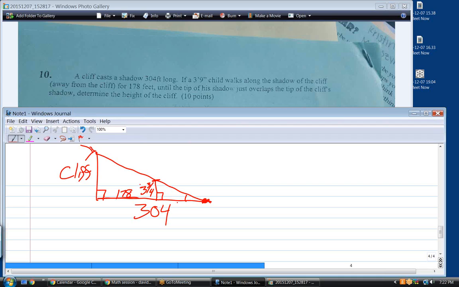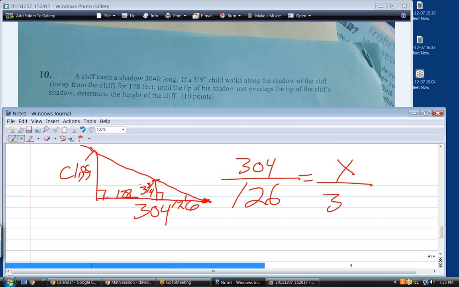Wouldn't it be 126? Uh-huh. So now you have everything you need to solve for the height of that cliff. What's the ratio? What are the ratios involved? 304 over 126 equals 178 over x. No. Notice 178 is not the measurement of any of the triangles. Oh, it would be x over 3 3/4. Over 3 3/4.